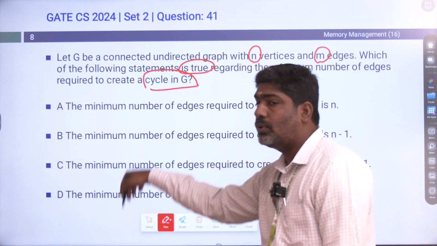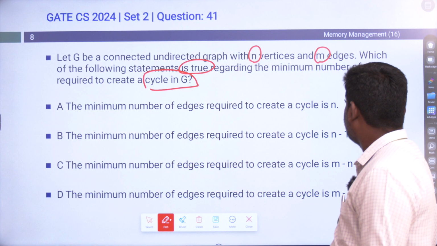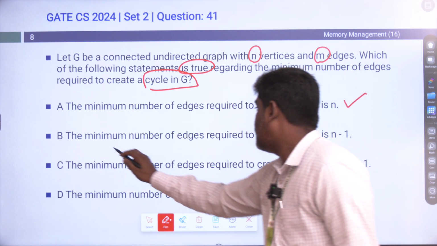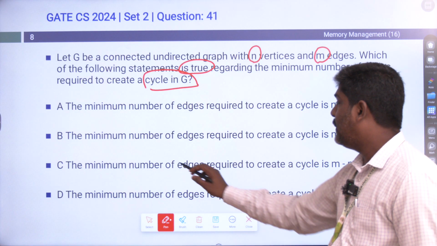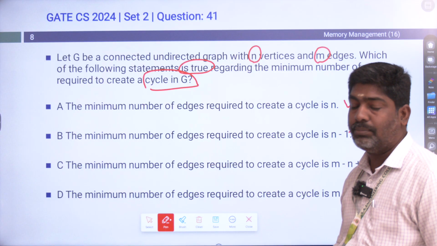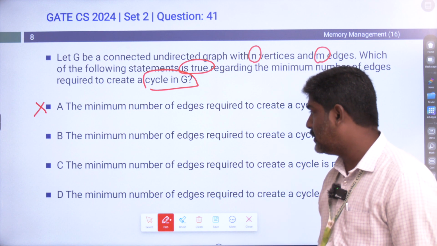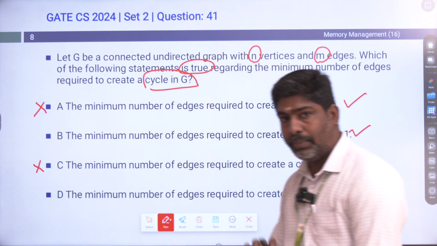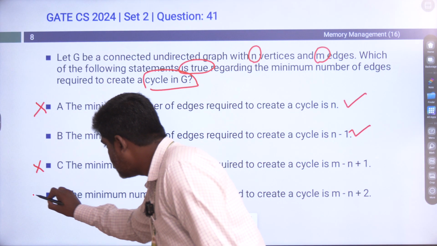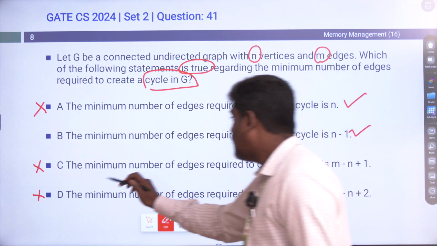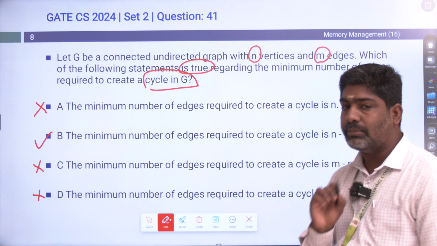Okay, now there are four answers. The minimum number of edges required to create a cycle is n. The minimum number of edges required to create a cycle is n minus 1. The minimum number of edges required to create a cycle is m minus n plus 1. So it means that this answer is not applicable, and this answer also not applicable, and the minimum number of edges required to create a cycle is m minus n plus 2. This answer is also not applicable. Only the applicable answer is the minimum number of edges required to create a cycle is n minus 1.